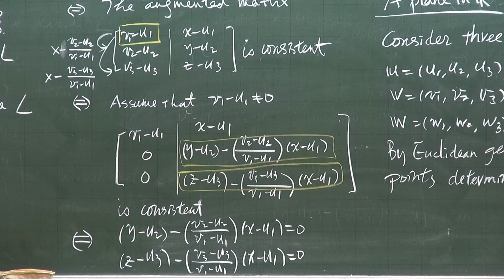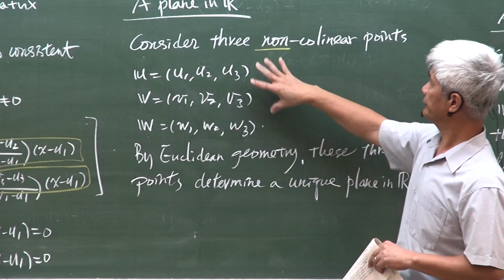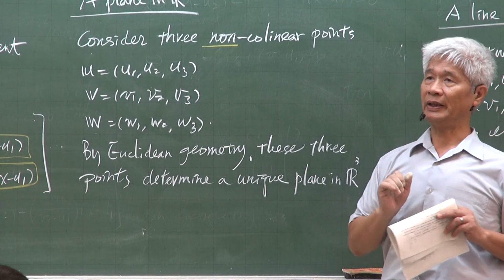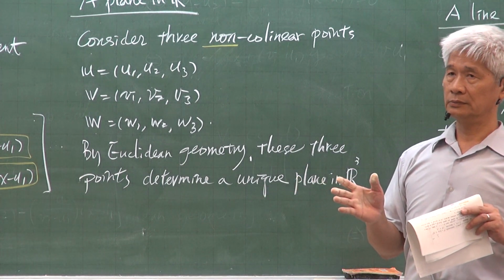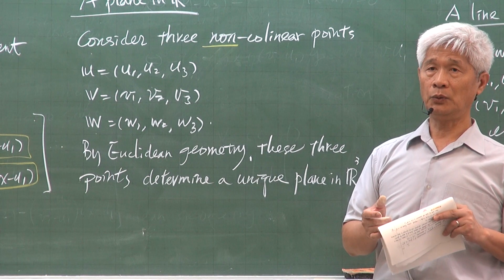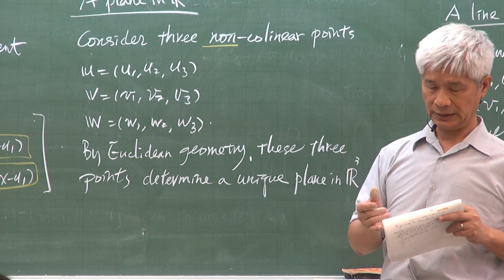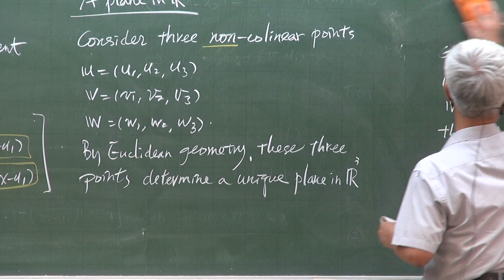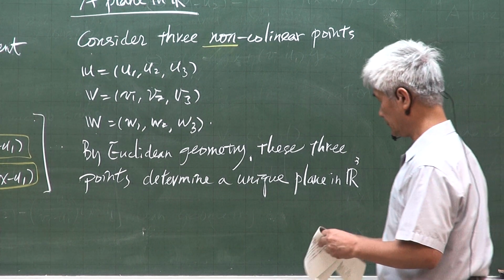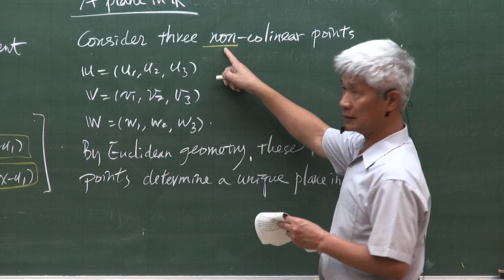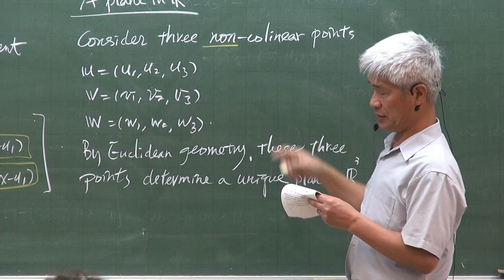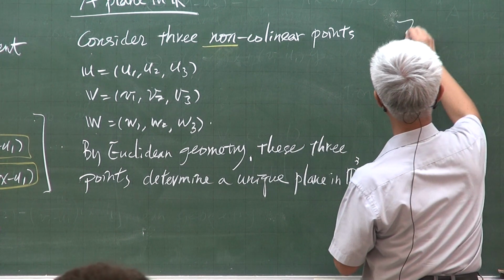Now we have to transform the verbal description, non-collinearity, using terminology or concepts we have learned in linear algebra. Let's see how to describe it. Now I will describe the opposite, the negative of this situation. So now, 3 points.